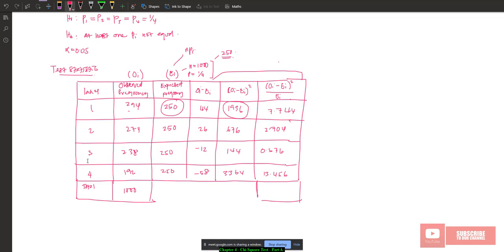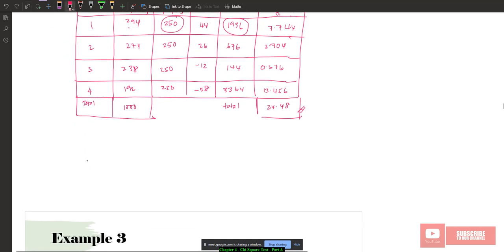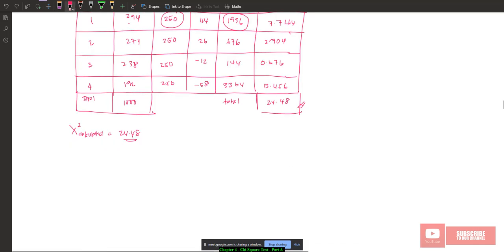Now, before we conclude whether we can use this value, we need to look at the expected frequency. All the expected frequencies are more than or equal to 5. It's more than 5, 250, right? So obviously you can use Pearson chi-square. This is the total of the expected goodness of fit, which is 24.48, right? So our chi-squared calculated is equal to 24.48.